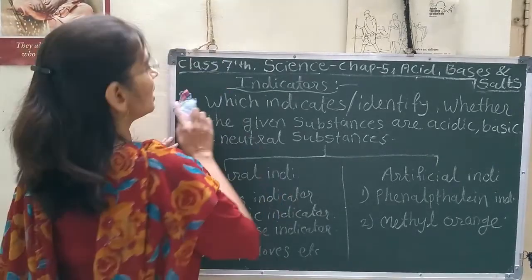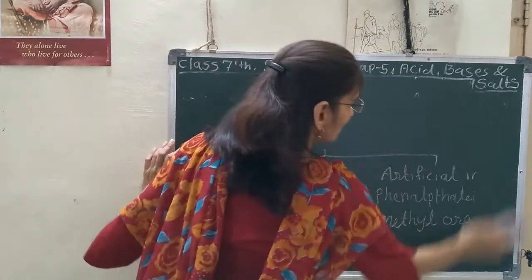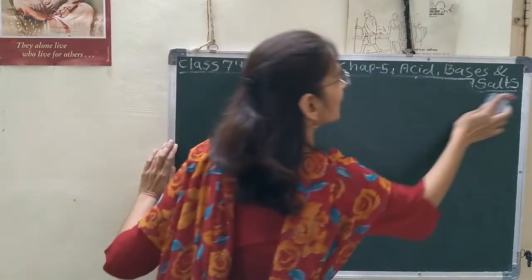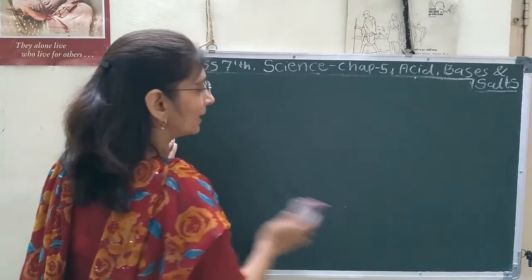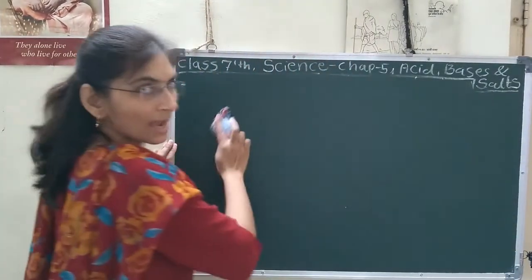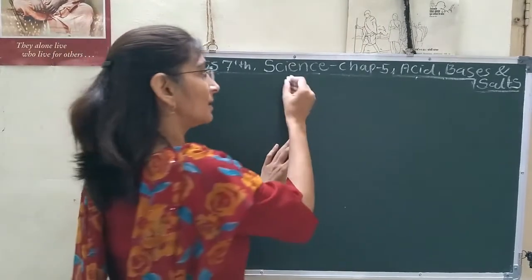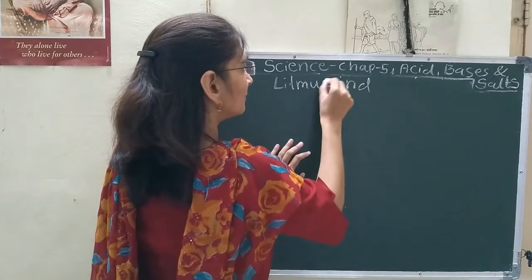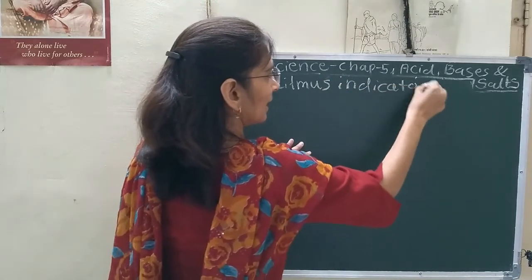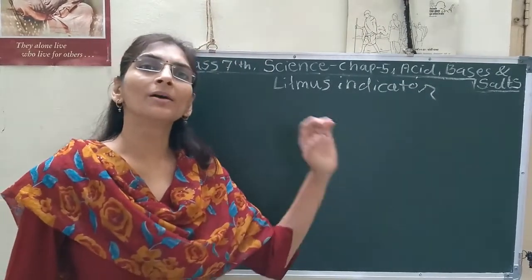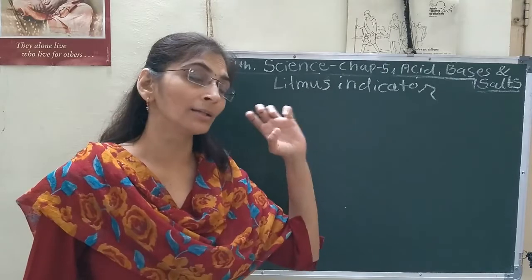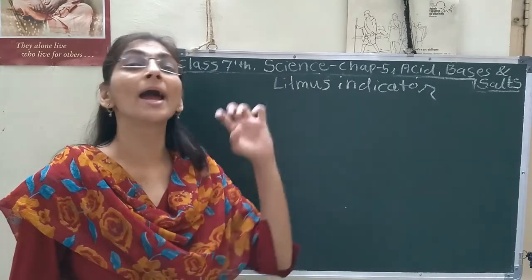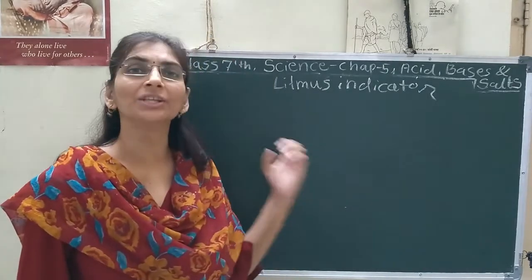So let's see the litmus indicator. What is the litmus indicator? As I told before, litmus indicator is herbal, which means it comes from a plant. It comes from a plant called lichen, and litmus is the extract of that lichen plant.